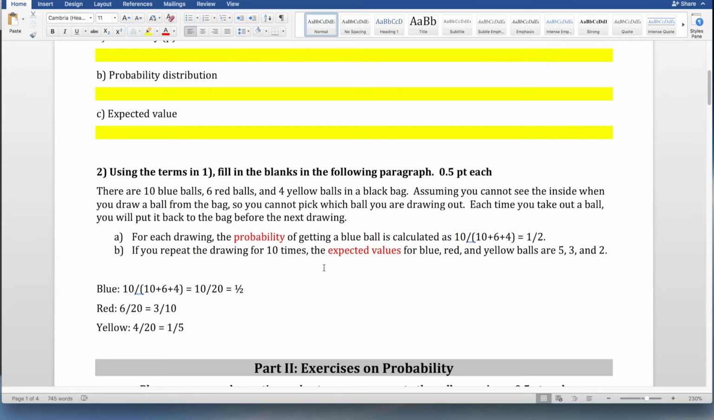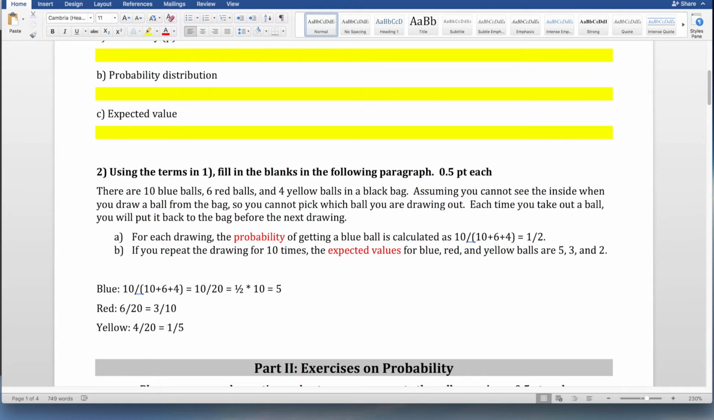All right, and so now if you wanted to calculate the expected values when you do a repeated drawing 10 times, you would then take the probability and multiply it by the 10 times that you would be doing that. So 1 over 2 times 10 gives us an expected value of 5. So out of those 10 times that we're drawing balls from the bag, we would expect 5 of them to be blue.